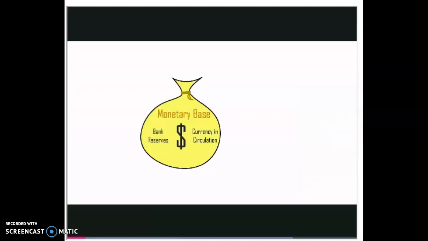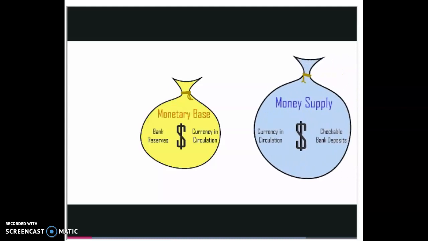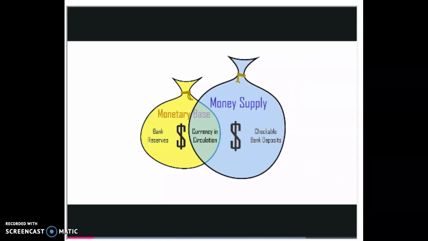I'm Dave Anderson. In this video, we'll review the money multiplier and money creation. This story begins with the monetary base, which is made up of bank reserves and currency in circulation. There are several ways to measure the money supply. Today, we'll look at the M1 money supply that is made up of currency in circulation and bank deposits that can be withdrawn by writing a check.